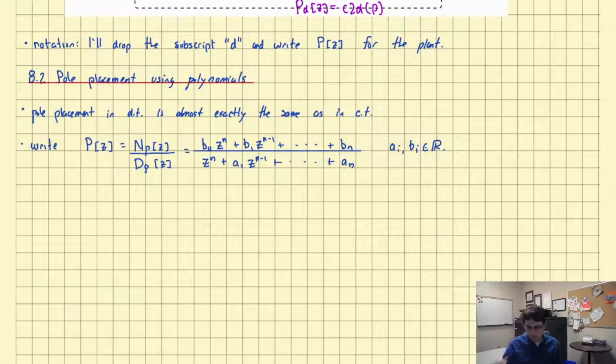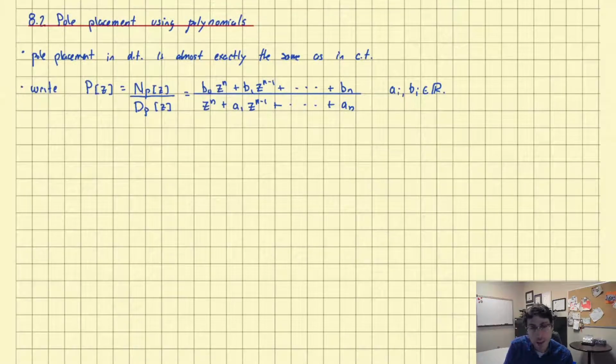In continuous time, we would have called this A sub n minus 1 as opposed to A1. But otherwise, it's the same thing except we're using Z's instead of S's. If we remember from chapter 3, if we have an nth order plant and we want to solve a pole placement problem, we would pick a controller whose order is 1 less than the plant, so order n minus 1. So we're going to do the same thing in discrete time.